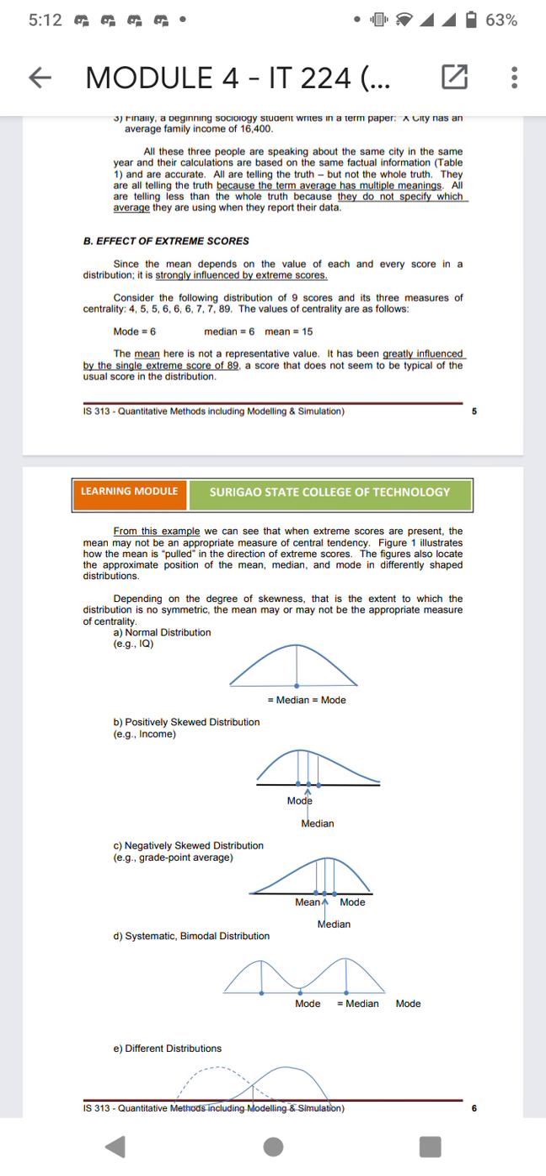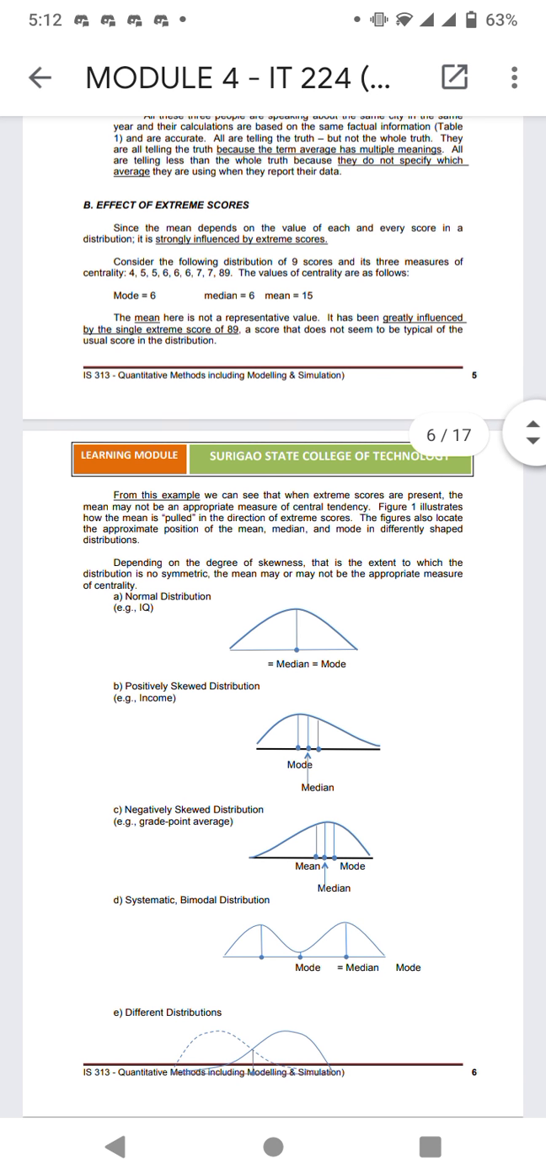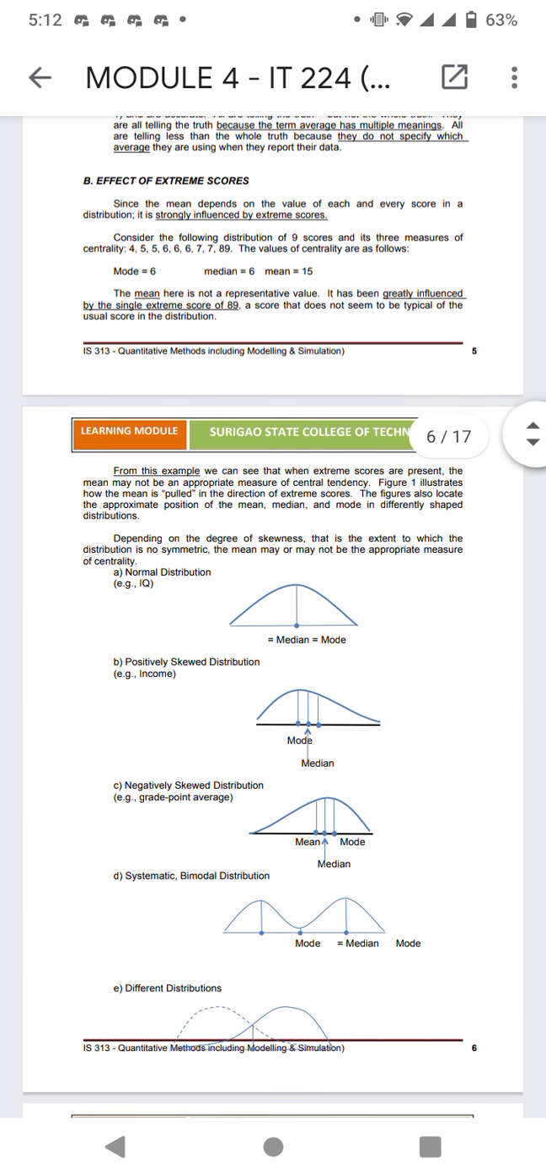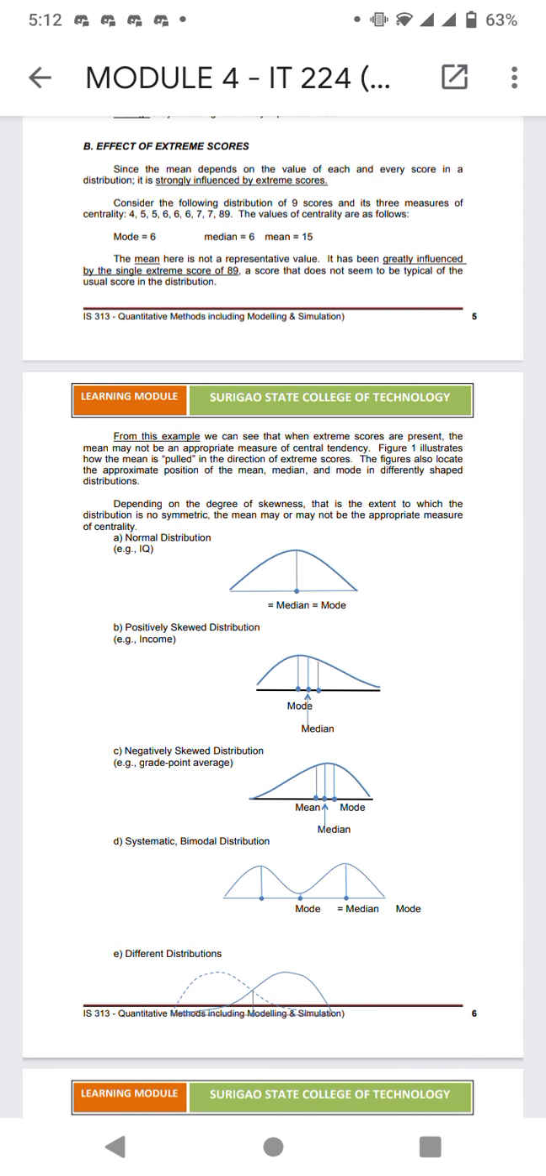From this example, we can see that when extreme scores are present, the mean may not be an appropriate measure of central tendency. So we have to use skewness. Depending on the degree of skewness, that is the extent to which the distribution is not symmetric, the mean may or may not be the appropriate measure of centrality. So we have here the normal distribution wherein the median is equal to the mode, which represents our example earlier.